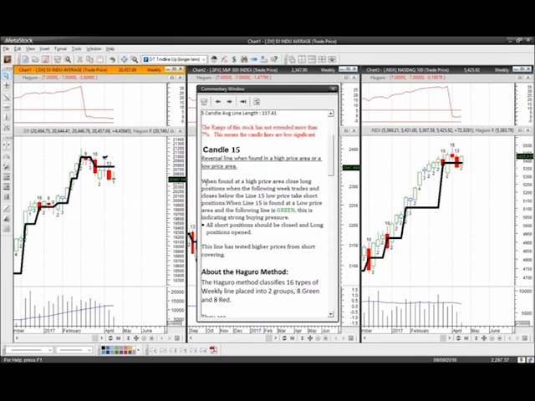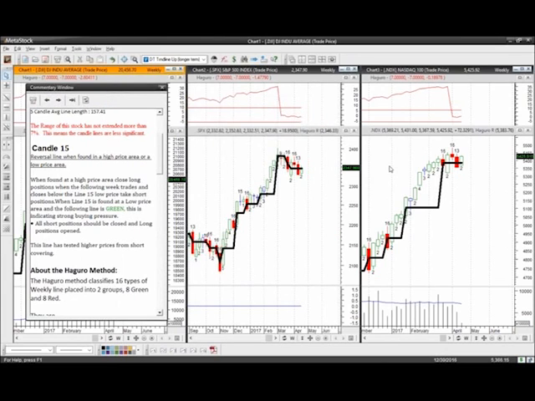Now, it's going to give you more in-depth definitions. So when found at a high price area, close all of your long positions. When the following week trades and closes below line 15, take short positions. So in other words, we're looking at taking these short positions here because the next week's bar closed below this candle 15 right here.